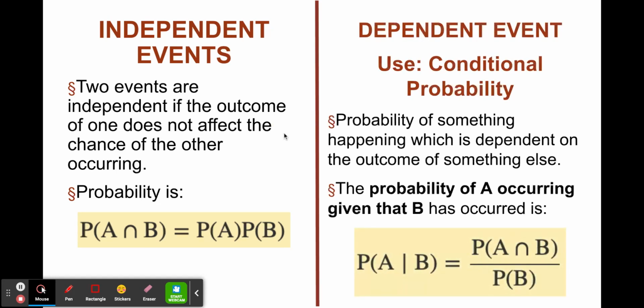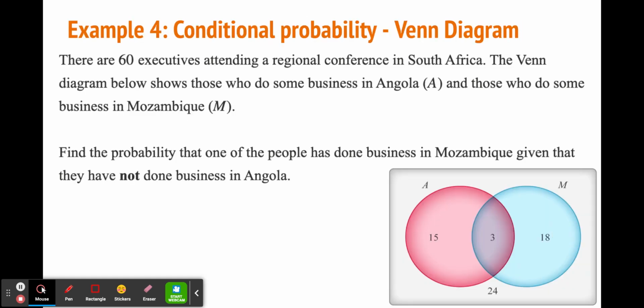On the other hand, we have dependent events, and this is where you have the probability of something happening, which is dependent of what just happened before. And the formula we have in the formula booklet for this is the probability of A given B has happened is equal to the probability of A and B divided by the probability of B. And we'll be doing examples to understand these formulas given to you in the formula booklet.